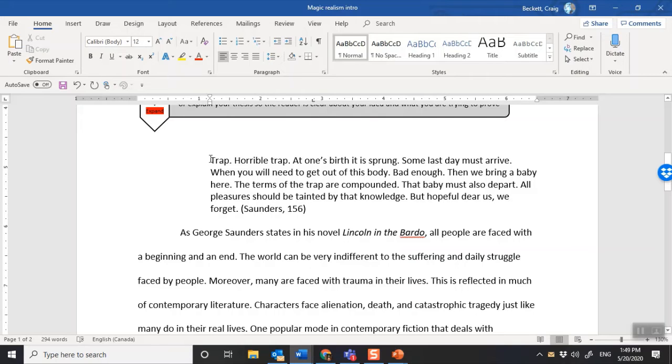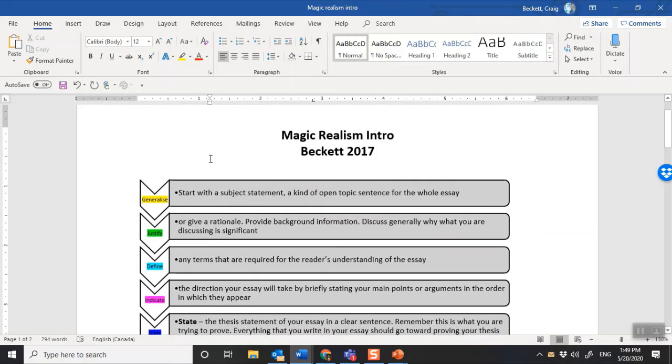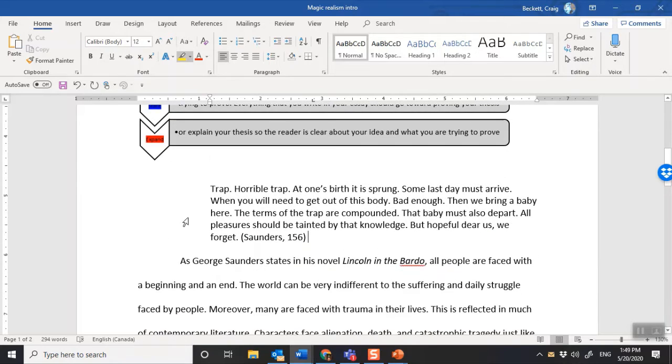This is sort of a pretend magic realism intro, and we're going to use the colors to correspond. So generalize here. We think the first part is a quote. "Trap, horrible trap, at one's birth it is sprung. Some last day must arrive. When you need to get out of this body, bad enough, then we bring a baby here. The terms of the trap are compounded. That baby must also depart. All pleasure should be tainted by that knowledge. But hopeful dear us, we forget."